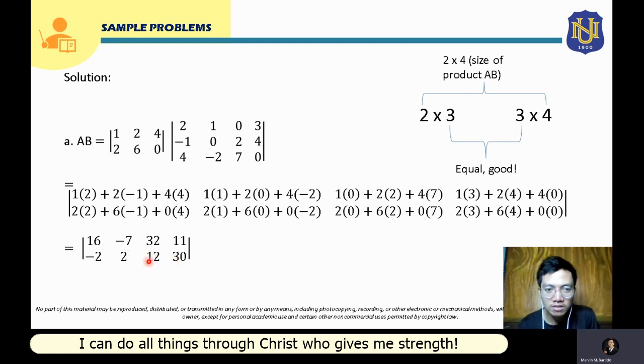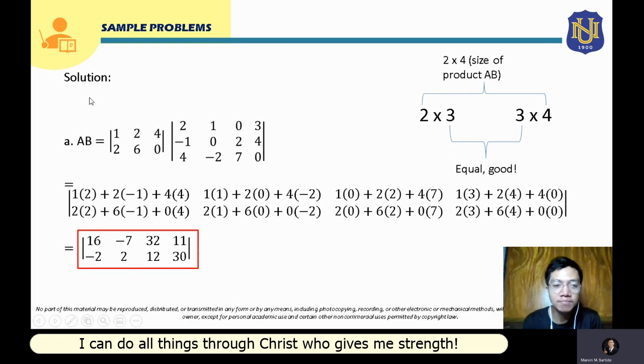12, right? So for this, this is 2 times 3 plus 6 times 4 plus 0 times 0. So this will be 30. So this will now be the product of A and B. So this will now be the answer.